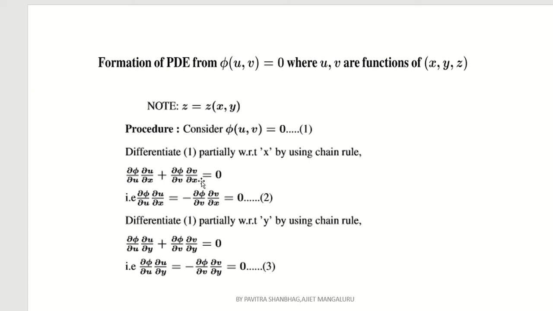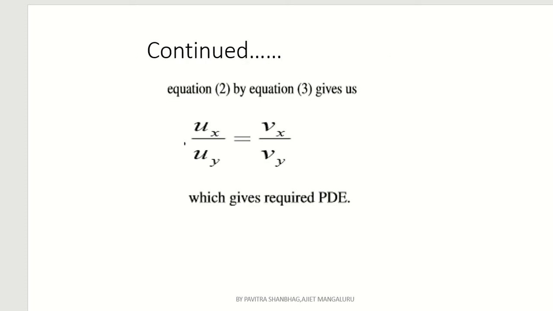Our intention is to remove this phi. Look into equation 2 and equation 3 and just divide. Then dou phi by dou u cancels. What remains is dou u by dou x by dou u by dou y. Here the minus cancels, and dou phi by dou v cancels. What remains is dou v by dou x by dou v by dou y. So what is our required PDE? If you divide equation 2 by 3, you will get dou u by dou x by dou u by dou y, or u suffix x by u suffix y, equal to v suffix x by v suffix y. So this itself is the required PDE.